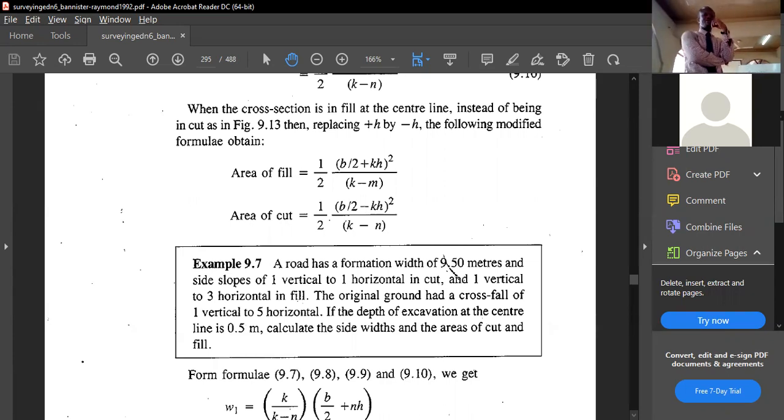If the depth of excavation, online people are there. Okay, 1 minute. We come back for the last time, those online.